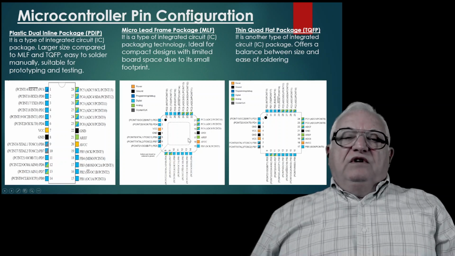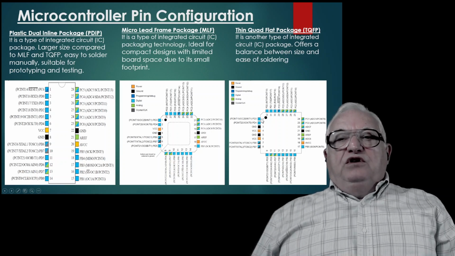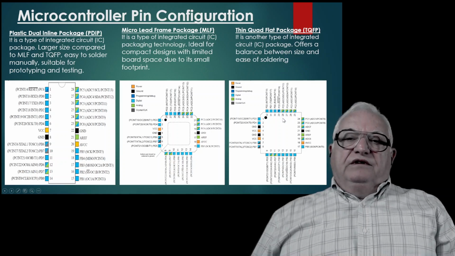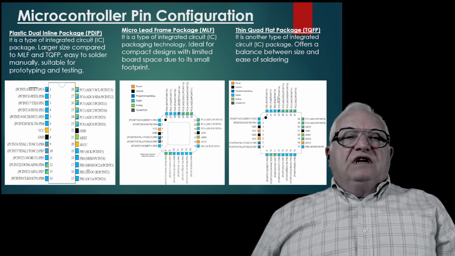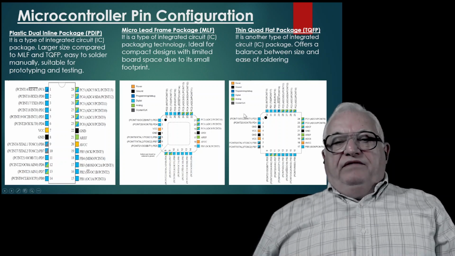The micro lead frame is ideal for compact designs with limited board space due to its small footprint. This is more for large production in industry, with special machinery for soldering, so this is the one you would select. And then you have the TQFP, which offers a balance between size and ease of soldering. You need a little bit more expertise at soldering than for the PDIP, but less than for the MLF.